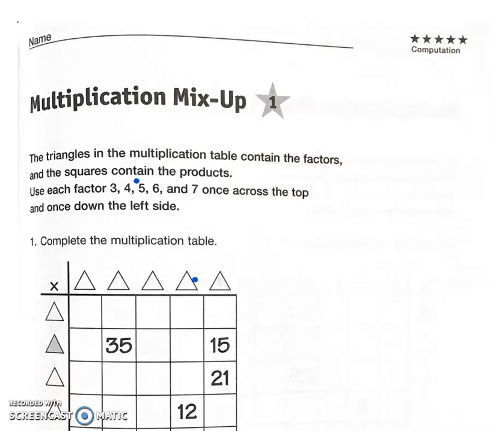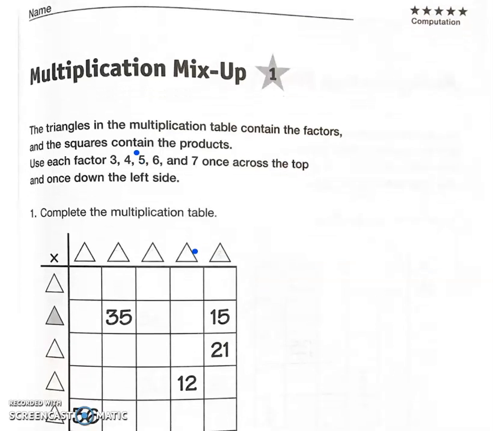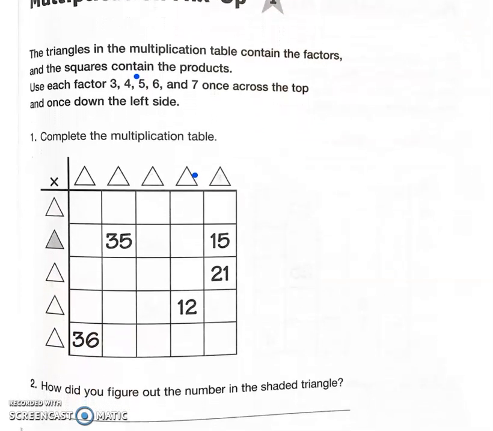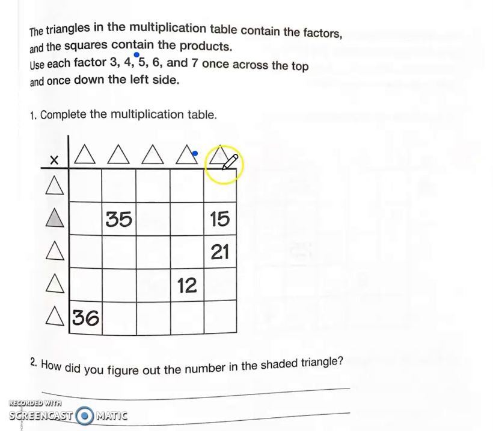Kiddos, this activity is called multiplication mix-up. It's going to test your ability to know your multiplication facts to solve a bunch of problems. So this is what it's going to look like. You are going to have a table here with triangles along the top and along the side, and you are going to have to fill in this table with factors and products.